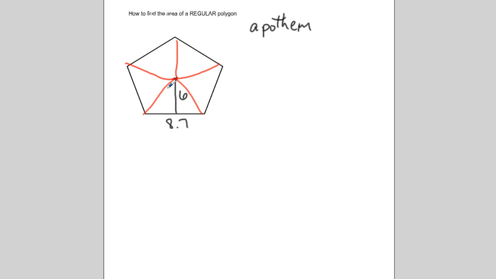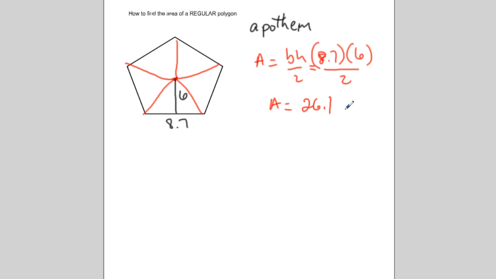To find the area of a triangle, maybe you remember the area of a triangle is base times height divided by 2. The base of this triangle is 8.7, the height of the triangle is 6, and you're going to divide by 2. Don't forget to divide by 2. I see lots of mistakes coming from dividing by 2. So you do your math there, base times height, divide by 2, and you should end up with 26.1. These units were inches, so 26.1 inches squared for the area of this triangle.